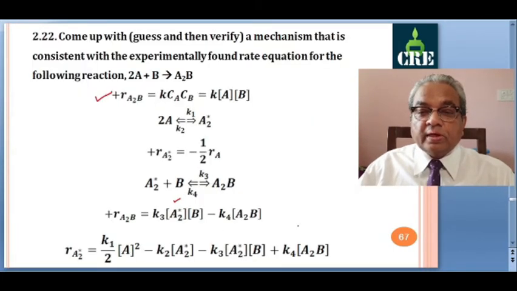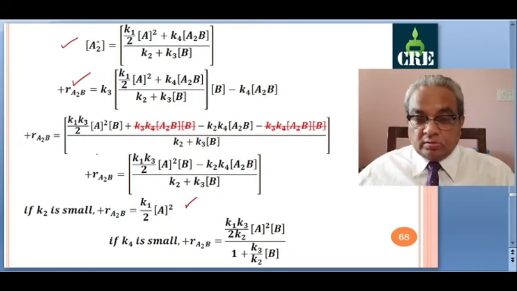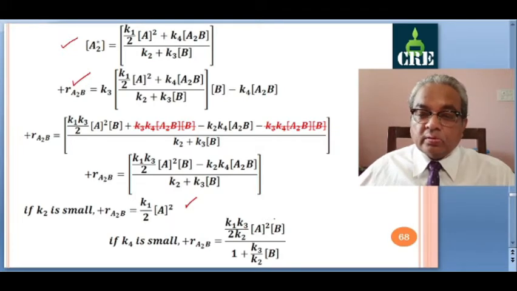So what is the observed kinetics? K CA CB. So with both conditions applied, we are not getting CA CB here. Here we have a square. Even if this cancels out, it is a square.